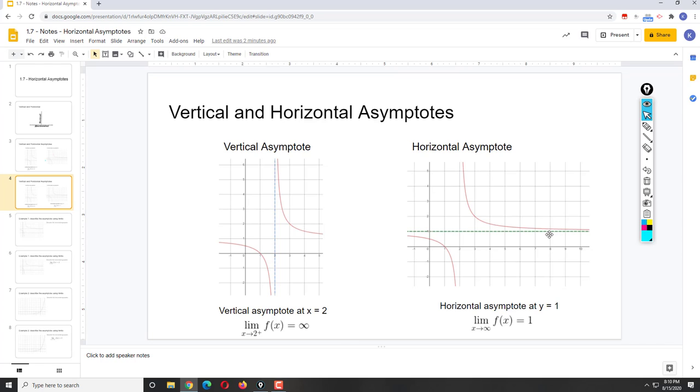And since we're going more and more and more positive in the x-axis, we can describe this by saying that the limit of f of x as x approaches positive infinity is equal to 1.